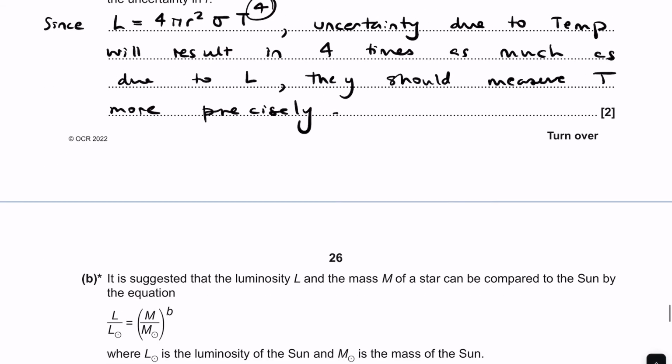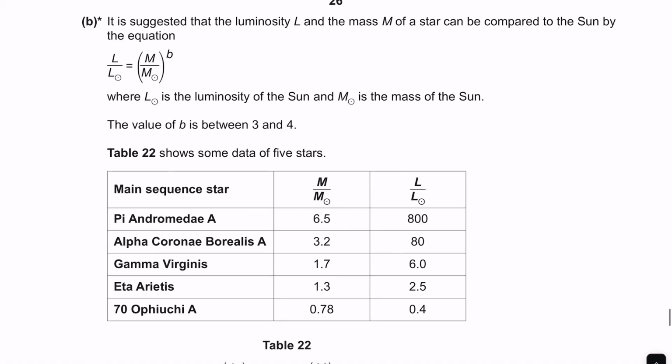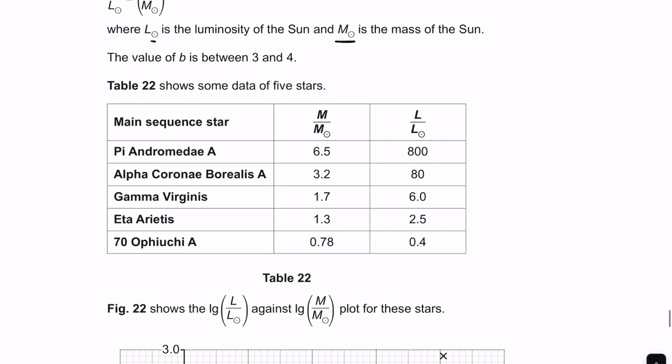Okay, moving on to our part B, which says that it is suggested that the luminosity L and the mass m of a star can be compared to the Sun by the equation given to us, where L with a little dot, okay, like so, is the luminosity of the Sun, and that represents the mass of the Sun, and the value of B is between 3 and 4, okay, which is a constant, right?